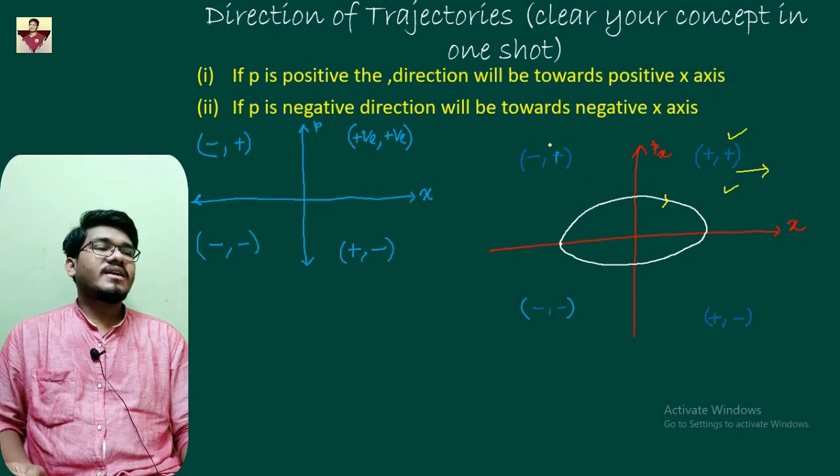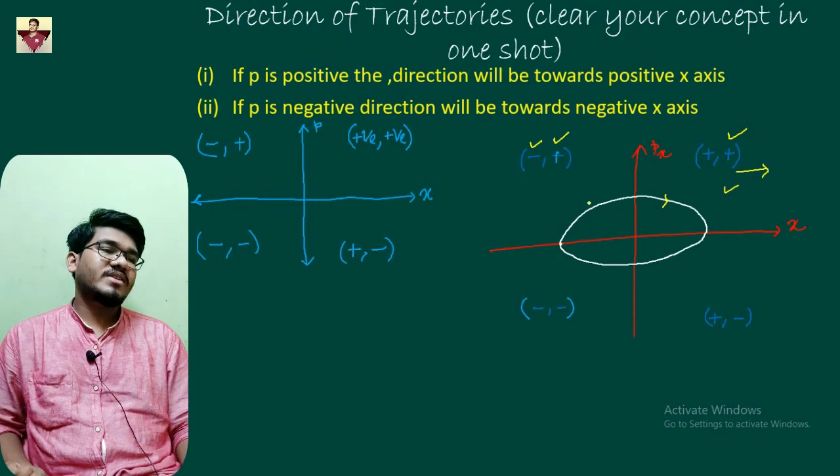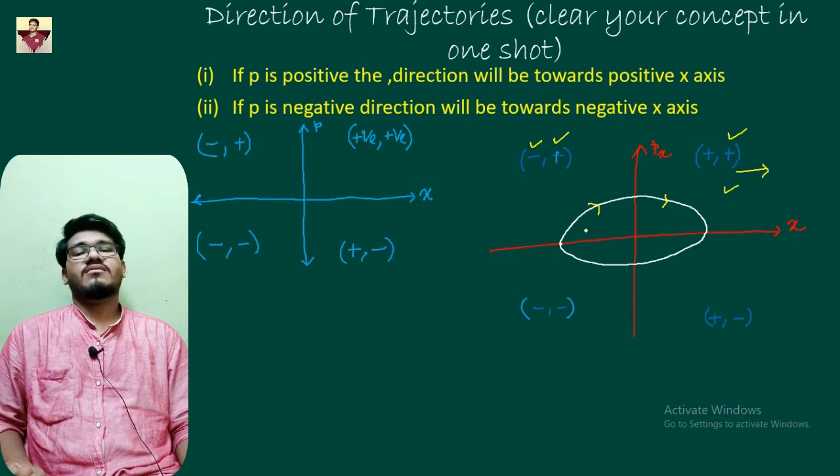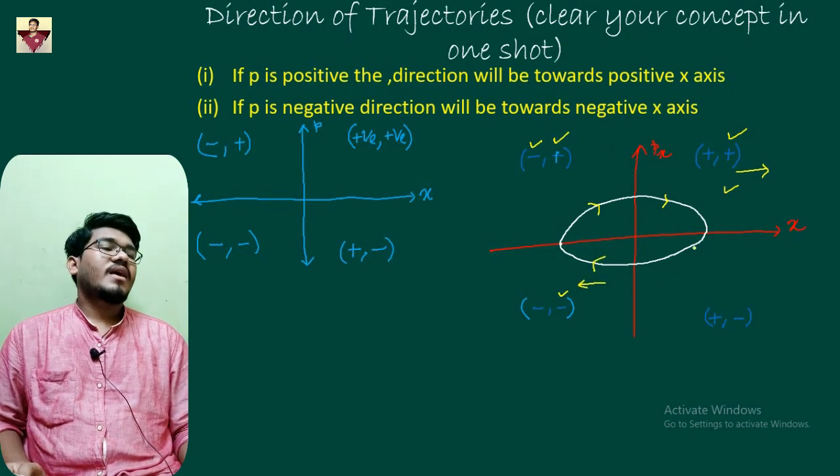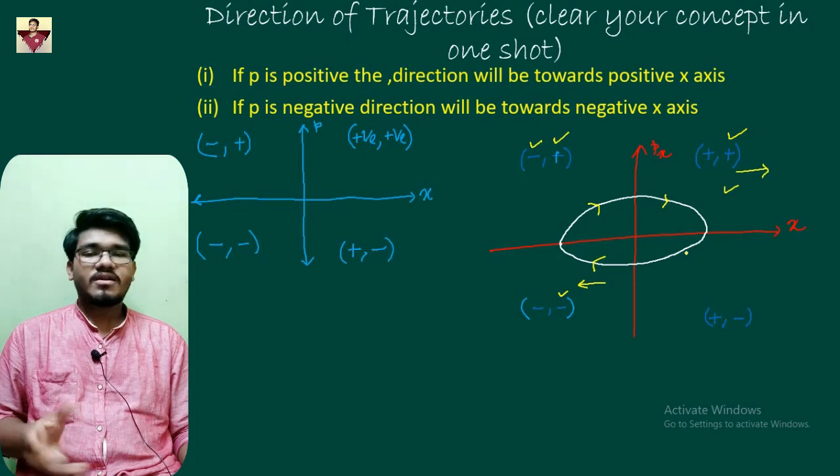For the second quadrant, your Px is positive and x is negative. So it says when P is positive, the direction will be towards the positive x-axis. That means it will be in this direction, right? So as you can see, P is positive, so the arrow is towards the positive x-axis. And here, P is negative, so the direction will move towards the negative x-axis, in this way. And you can draw for this quadrant.